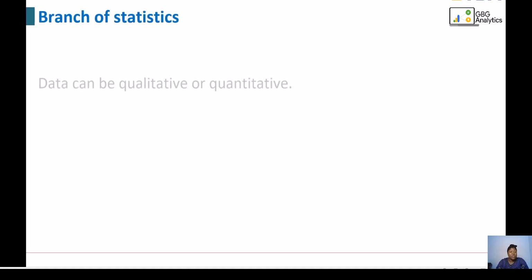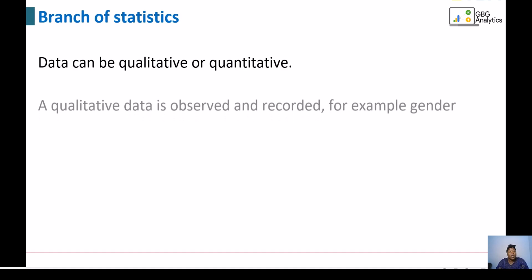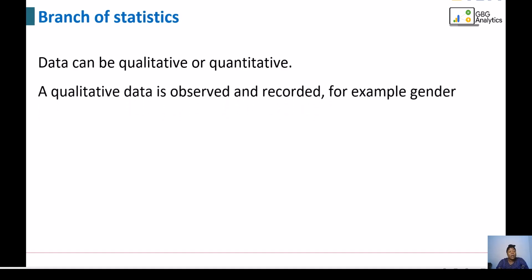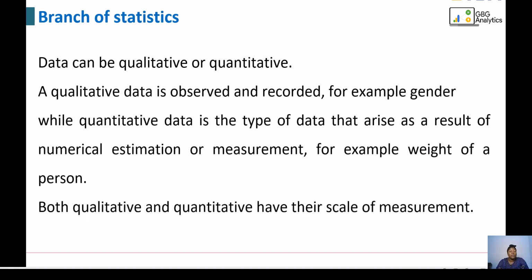So what are the different branches of statistics? We'll start by discussing what data is. Data can be qualitative or quantitative in nature. A qualitative data is observed and recorded, for example, gender, like whether you are a male or a female, while a quantitative data is a type of data that arises as a result of numerical estimation or measurement, like weight of a person or height of a person. So both qualitative and quantitative have their different scales of measurement.